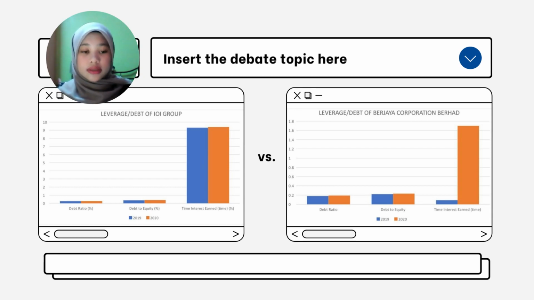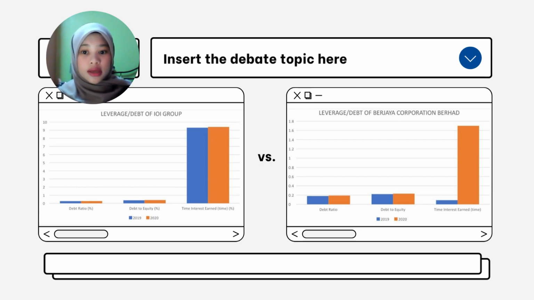We can see the data on the graph. Based on the graph, it shows the leverage debt ratio calculation for Berjaya Corporation Berhad. The total debt ratio for 2019 shows data of 0.18%. Meanwhile, for 2020, the data increased to 0.19%. Next is for the debt equity. The data for year 2019 is 0.22%, while in 2020 the data shows an increase to 0.23%.